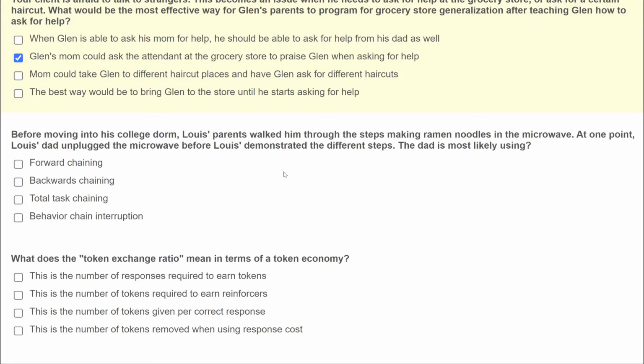Because as we know, real life behavior chains are never really perfect. Things happen and we have to adjust. So Lewis's dad is smart because they've taught him the steps to make noodles in the microwave, but now he's added these different steps. What if the microwave is unplugged? What are you going to do to adjust? So the dad is really using a behavior chain interruption strategy by unplugging the microwave before Lewis can demonstrate the steps.